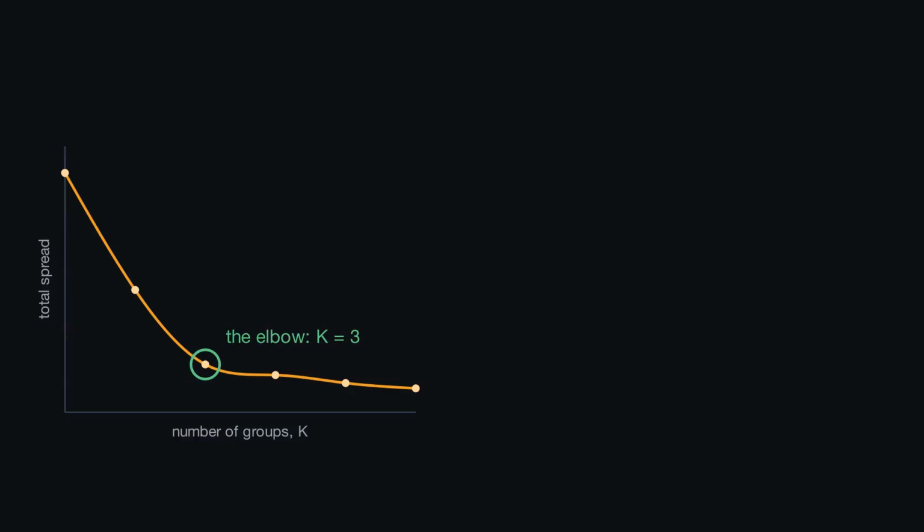But look for the sharp bend, the elbow. Here it is at 3. After that, adding groups barely helps. That bend is your natural number of clusters.